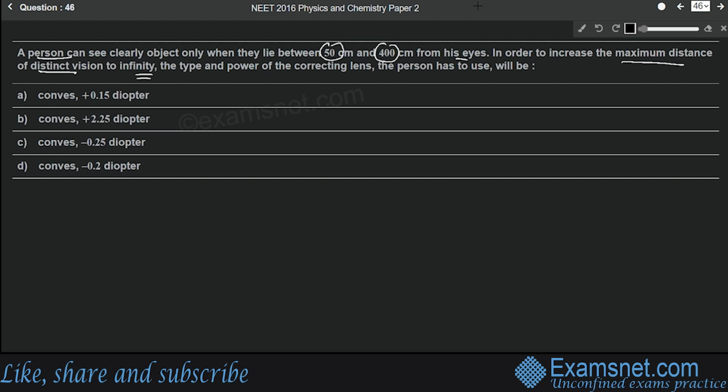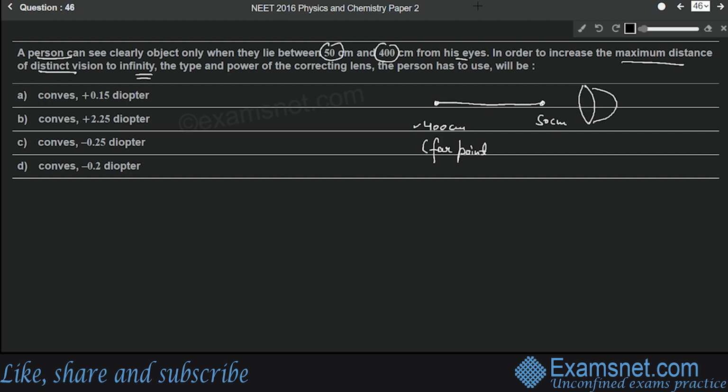Okay, so this is the eye, suppose this is the eye of the person. The range within which this eye can see the object clearly is 50 centimeter and 400 centimeter. That means the maximum distance up to which this eye can see is 400 centimeter. That means this is the far point of this eye. Why are we making this range on the left side of the eye? This is by convention that we always assume that the object is kept on the left side of the eye. Okay, so you also have to do this.